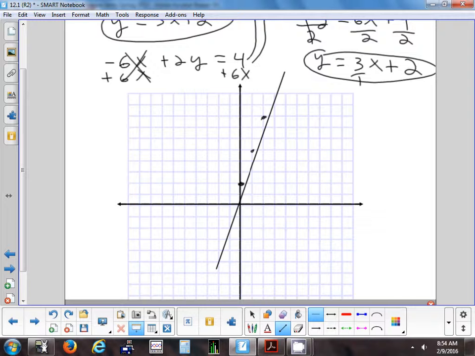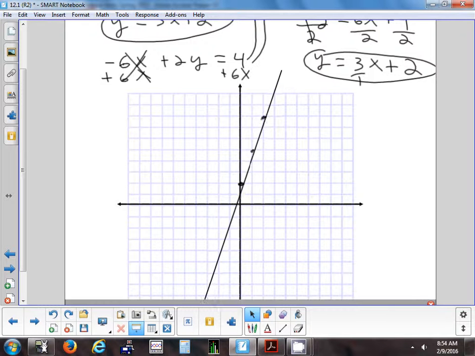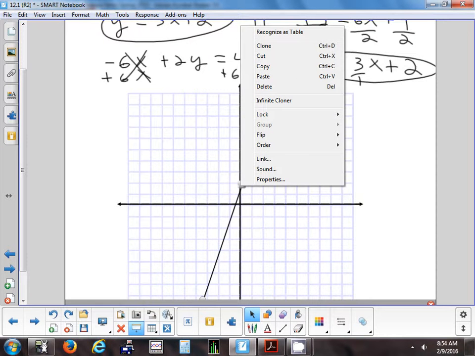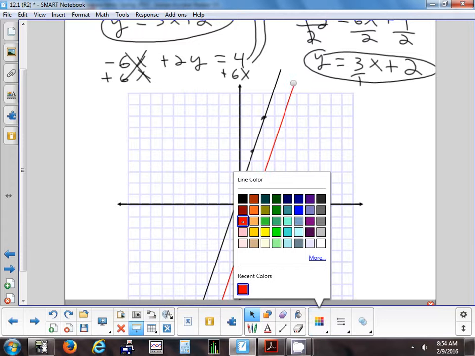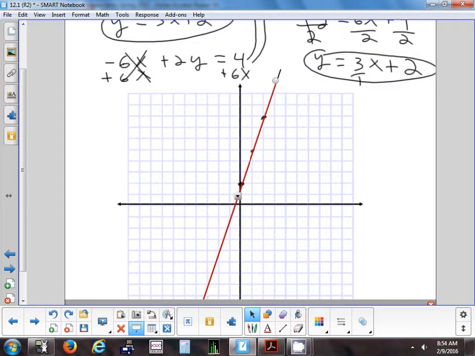Okay, so here's my first line. Okay, and I'll do this one, just leave it black. Okay, my second line I'm going to do in red. And they're exactly the same line. They're right on top of each other.